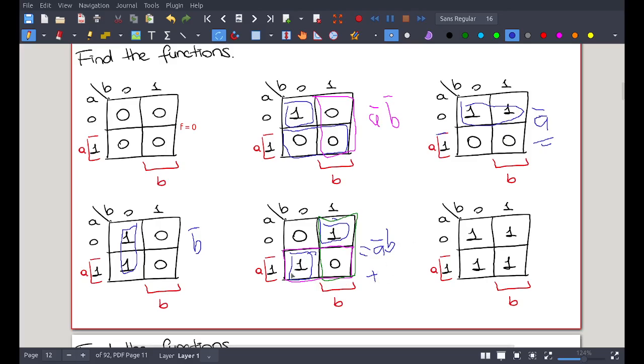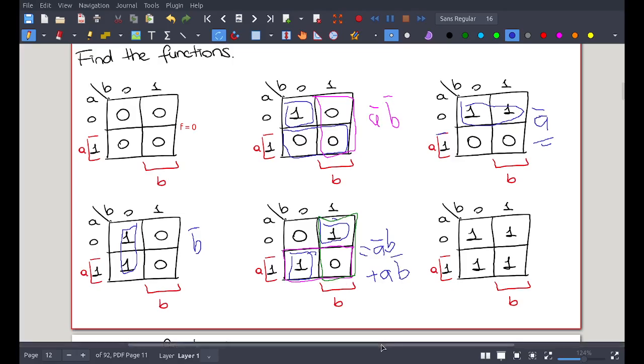I take the next group now. The next group, this is the second group. I look at it. It's completely inside of A, so I write A, and it's completely outside of B. Because this is the B group, and this here is completely outside of B, I write B naught.